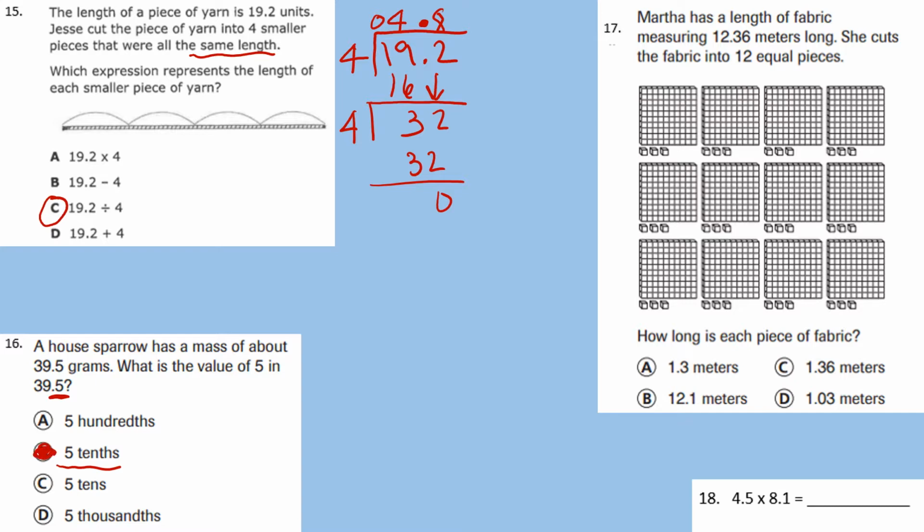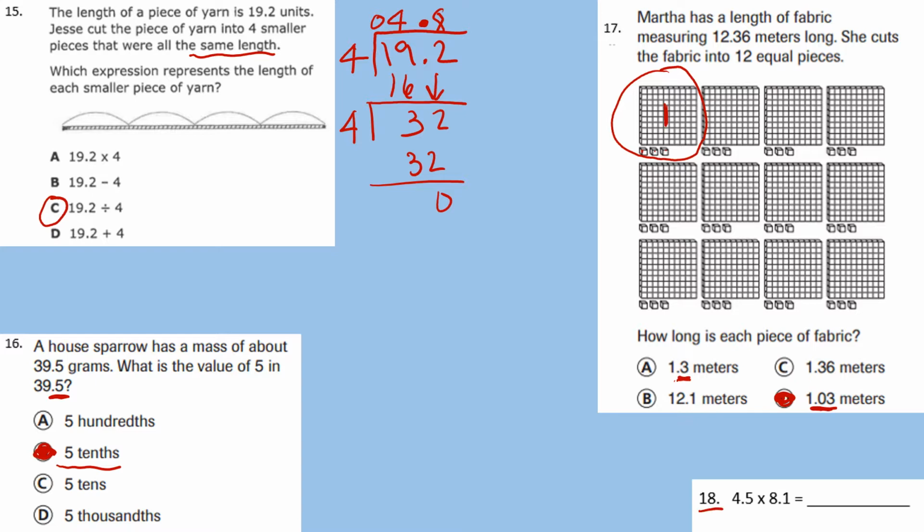Number 17. Martha has a length of fabric measuring 12 36 hundredths meters long. She cuts the fabric into 12 equal pieces. How long is each piece of fabric? Let's count the number of sections here. 1, 2, 3, 4, 5, 6, 7, 8, 9, 10, 11, 12. So how much is in each piece of fabric? 1 whole and 3 hundredths. So don't get tricked here. It's not 3/10. It's 3 hundredths. So the answer is D.